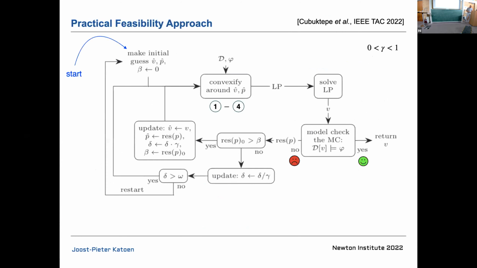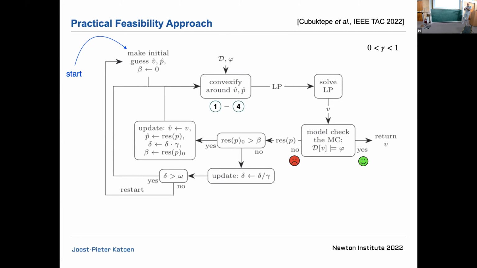So what we're actually doing is the following, and this is the approach that we recently proposed in a 2022 paper at RWTH. You make an initial guess, and then you convexify around this guess. This was my gradient computation. This gives you a linear programming problem to solve. And now you have to check whether the solution that you computed is a real solution. How are we going to do that? Well, we're just going to apply model checking.